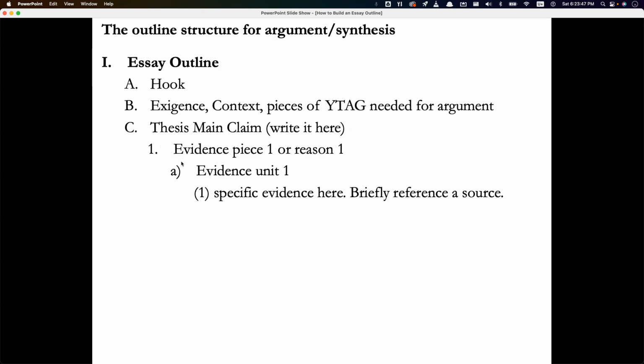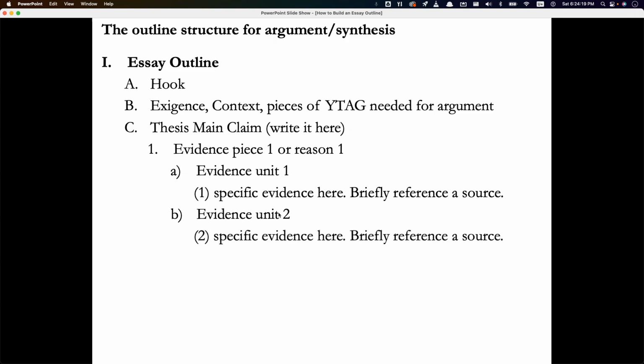So again, let's say we're doing a reason-based thesis. You state your reason here, or going back one layer, I argue this. The first reason is because of this. Here's my evidence, the evidence I'm going to use. Then if you have a second evidence unit, this is where it goes. You would do a B, and then the evidence you're going to use for your second evidence unit. If it's a writing context where you're going to be bringing in specific quotes, you put them on this next layer. For timed essays, you don't really need that.